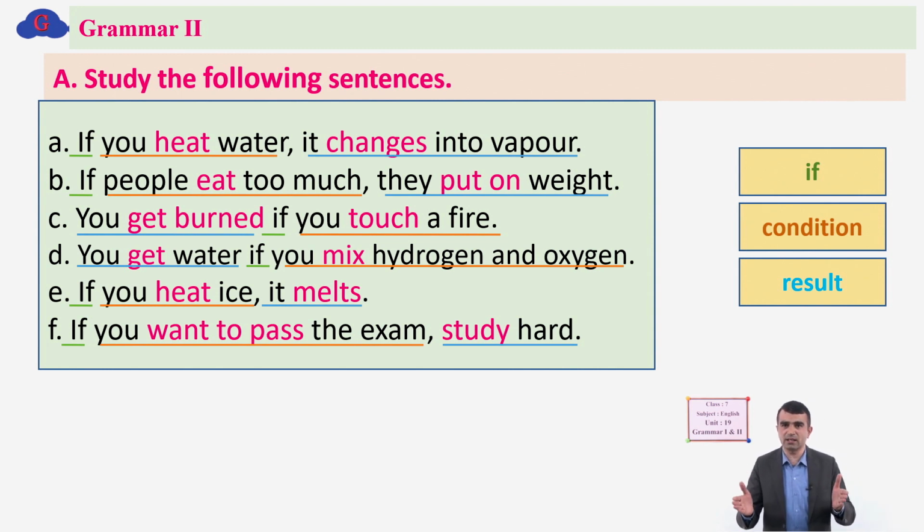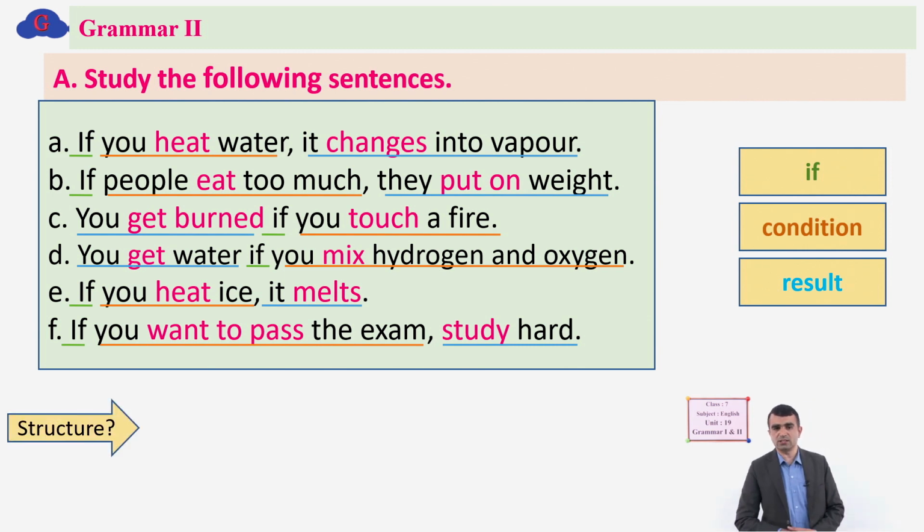That is a factual thing, isn't it? To pass the exam, you should study hard. Is it so? So that is also possible here, although that is not condition and result, but here a fact can be reported in this way, or a fact can be written in an if sentence in this way. Okay? So if you want to pass the exam, study hard. Now here work out the structure. What structure is used here in each sentence?